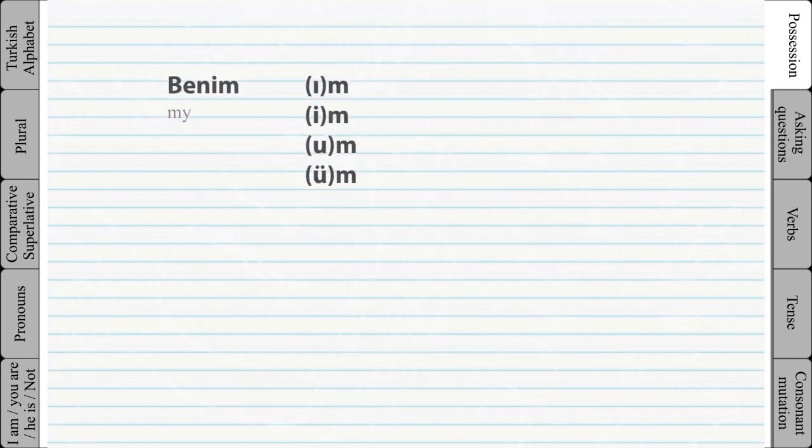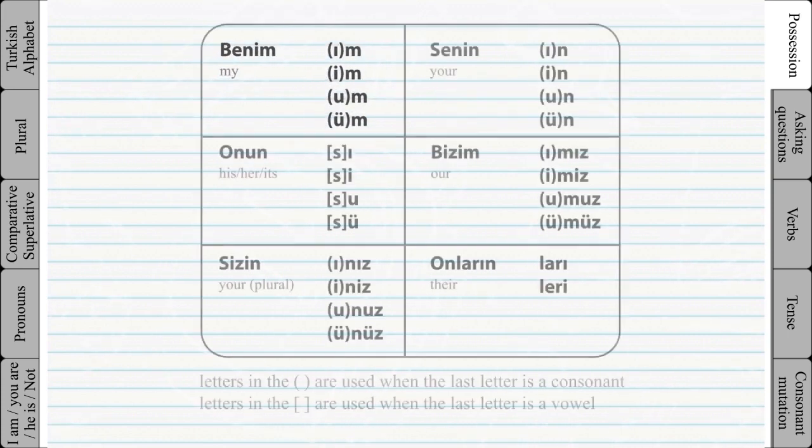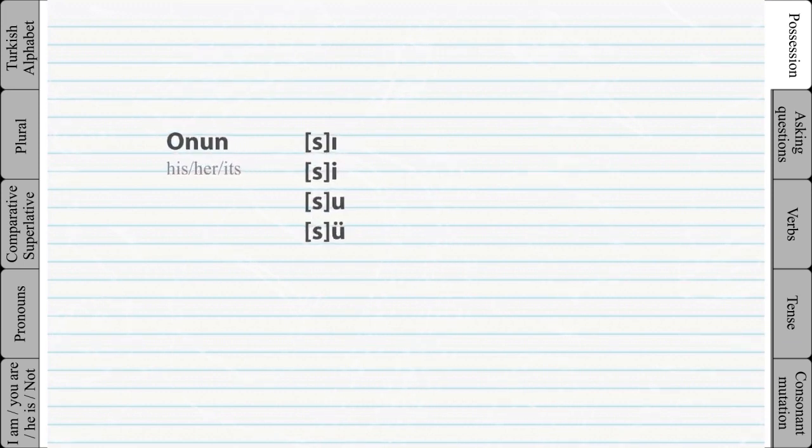Let's look at this example. My car. Because the word araba ends with a vowel, we only use the letter M. Look at the next example. My book. Because the word book ends with a consonant, we have to use the letters in the parentheses. Here, we only use the letter inside the square brackets when the last letter of the word is a vowel. So the letter S works as a buffer between the two vowels.